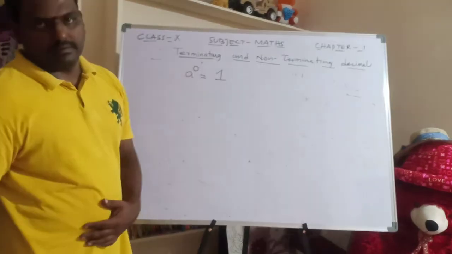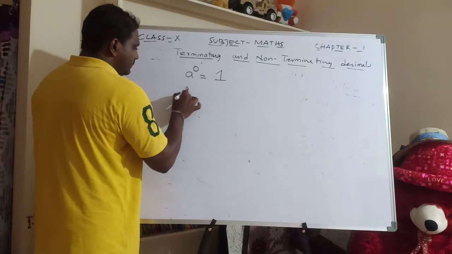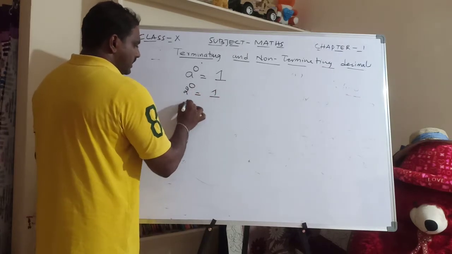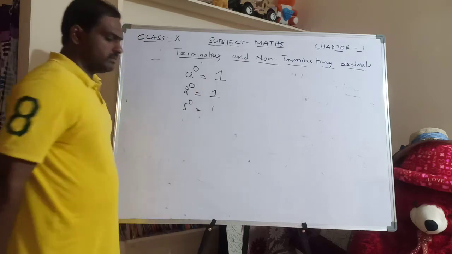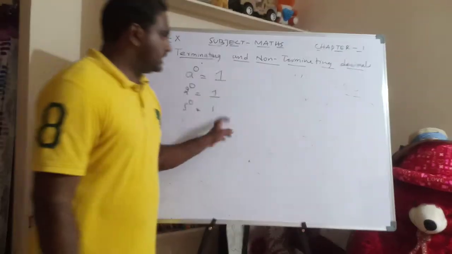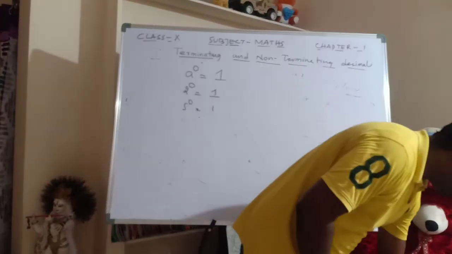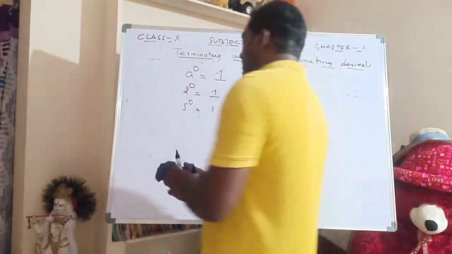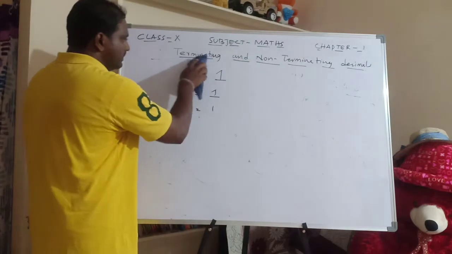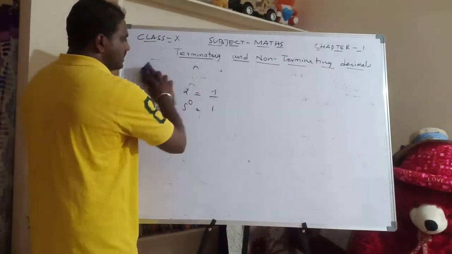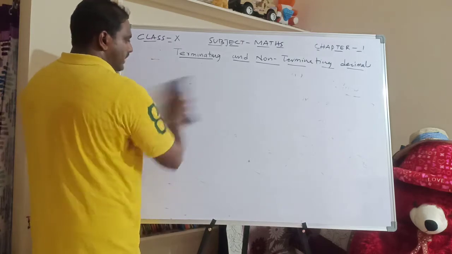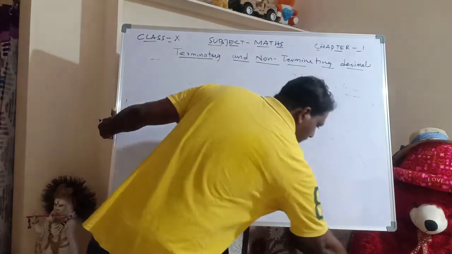A power 0 is 1. What is the value of 2 power 0? It is also 1. What is the value of 5 power 0? It is also 1. So why I am saying is that we have to know these values. Remember this: a power 0 is equal to 1, 2 power 0 is equal to 1, and 5 power 0 is also 1.